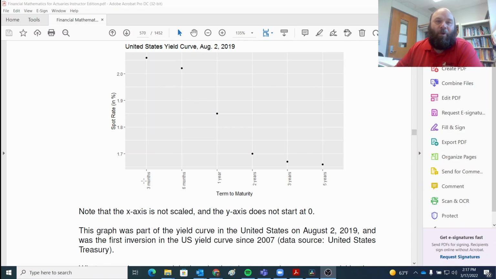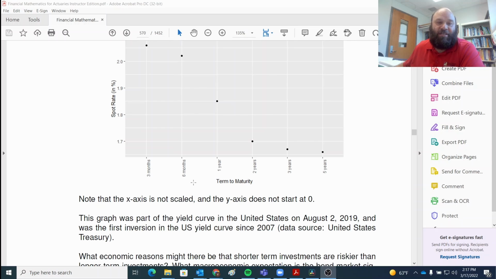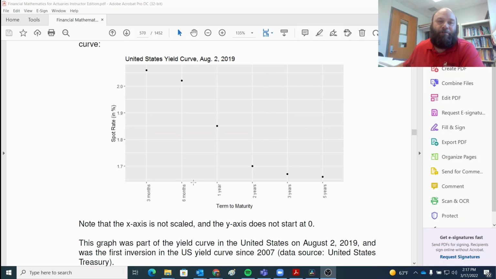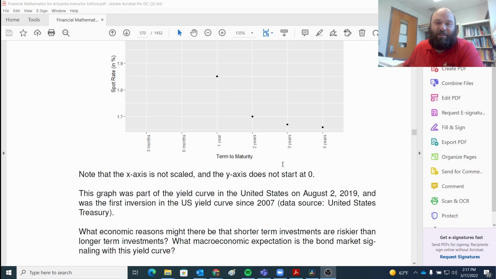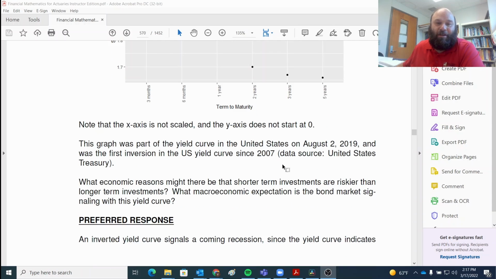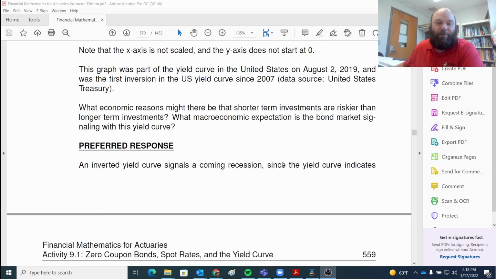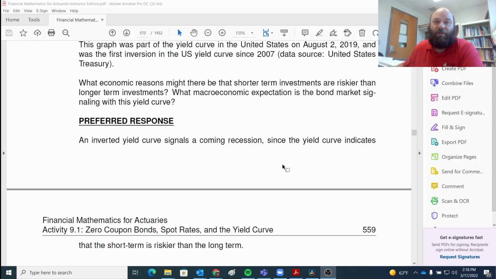So what does an inverted yield curve say? That's the bottom line here. So for all my stumblings about the inadequacy of this graph, here's what it tells us. It basically tells us that the market thinks short-term investments are riskier than long-term investments, which is a signal that there may be expectations of some economic trouble in the near term, specifically something like a recession. That's the macroeconomic expectation. So an inverted yield curve signals a recession may be coming, at least that's what the market expects, because it indicates that short-term is riskier than long-term.